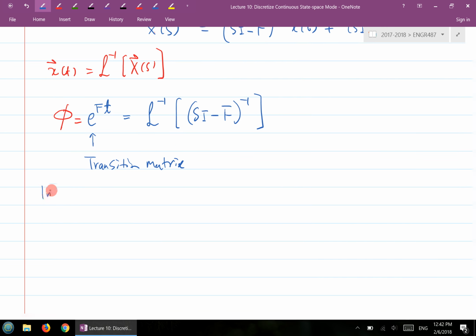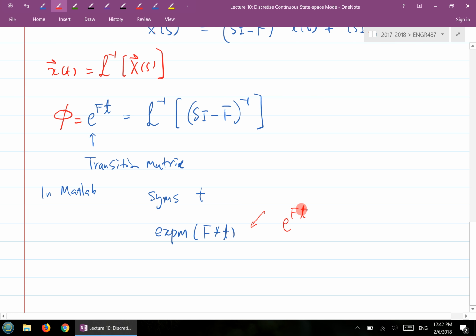In MATLAB, you have a very handy command that you can use. First, you have to declare a symbolic variable t, and then you can use this command, which is called expm. Just substitute f times the small t into the function expm, and that will return this e to the power of ft value.